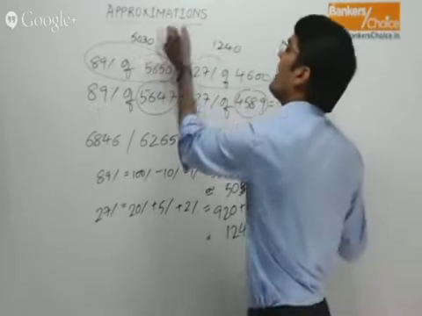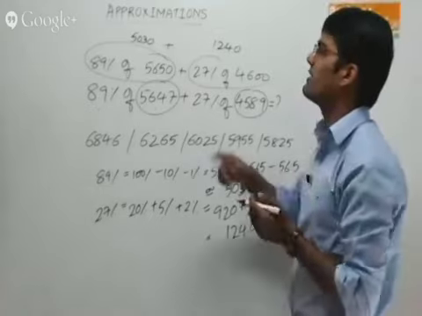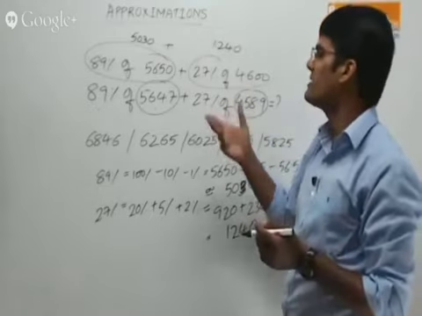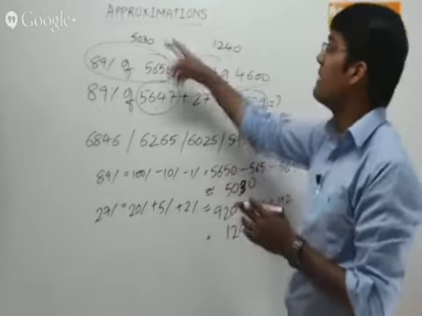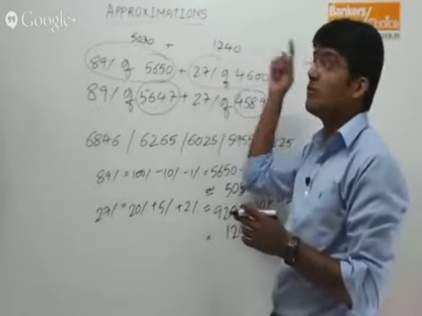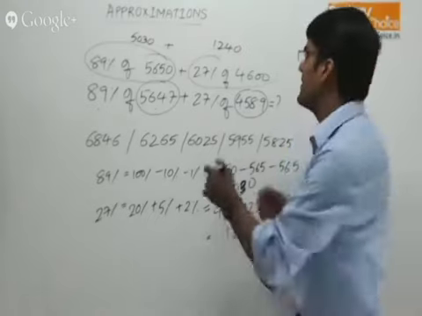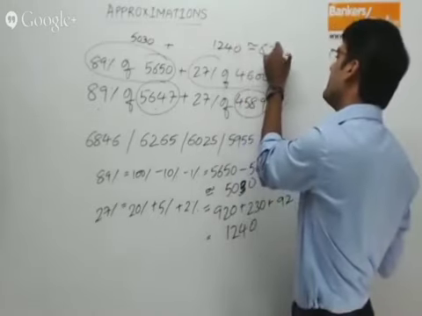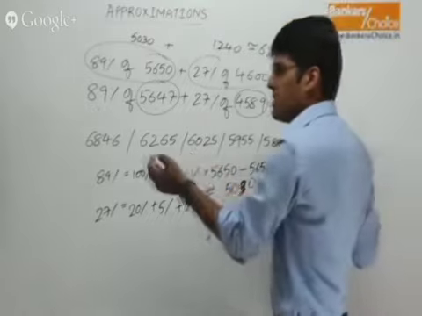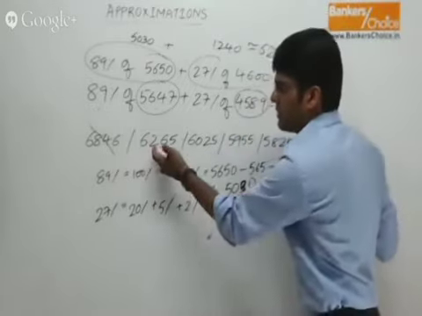Now add 5,030 plus 1240. Sorry, 5,000 plus 1240 will be 6,240. 6,240 plus 30, 6,270. Approximately 6,270. Which is the best option? This is far away. This is close.